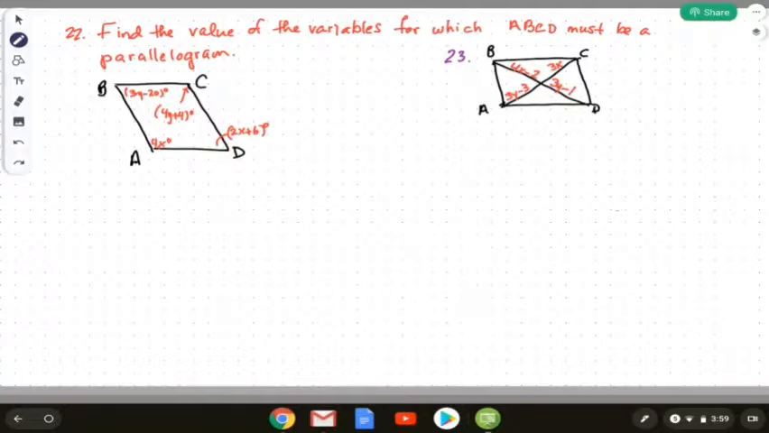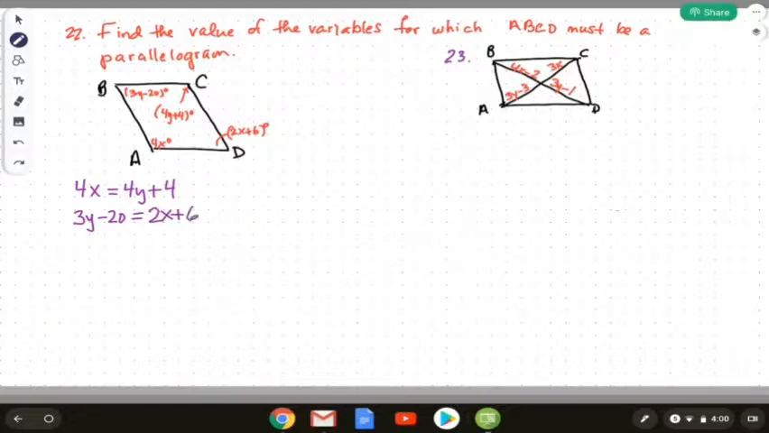Okay, so here I'm supposed to find the value of the variables for which ABCD must be a parallelogram. That means we follow the rules for parallelograms just to make sure it's true. We get the variables based on that. So I know that if this is a parallelogram, opposite angles would have to be congruent. So 4x would have to equal 4y plus 4. And 3y minus 20 would have to equal 2x plus 6.